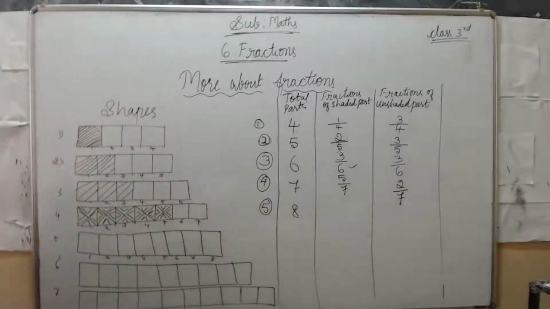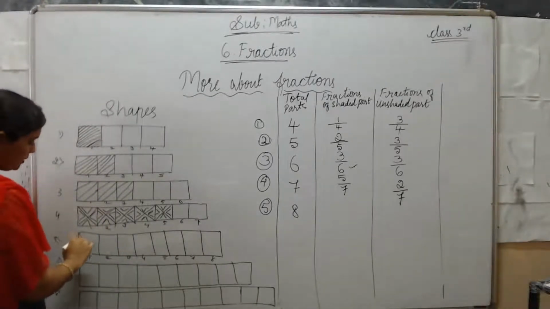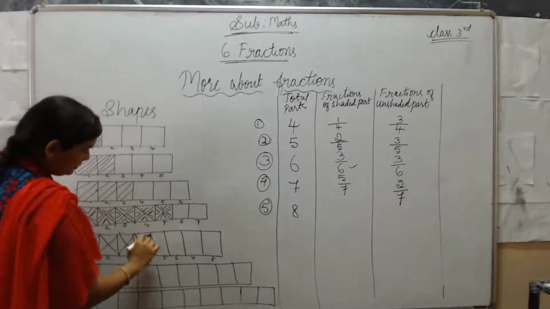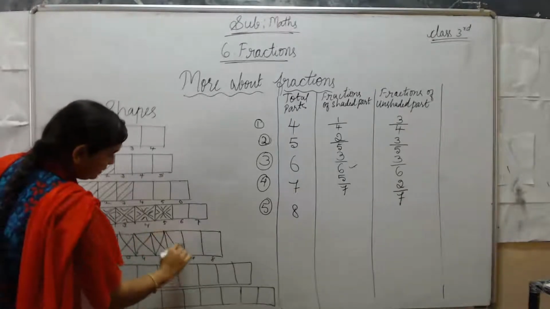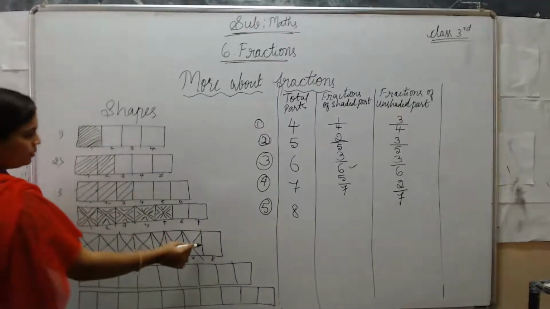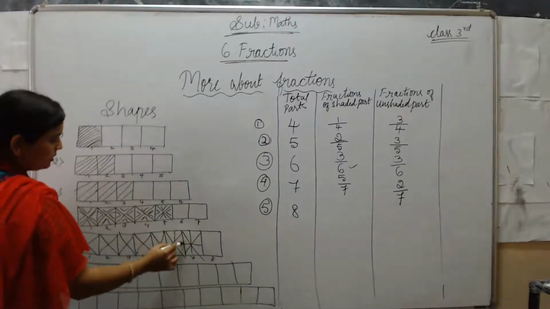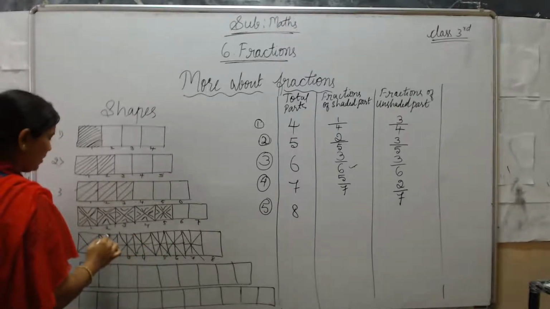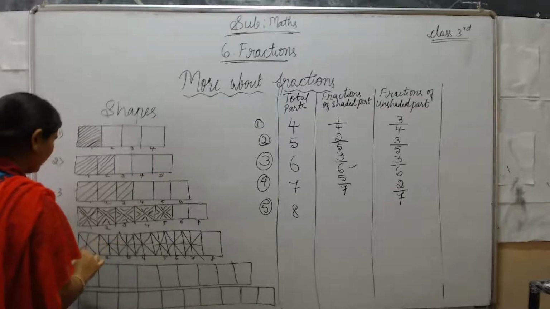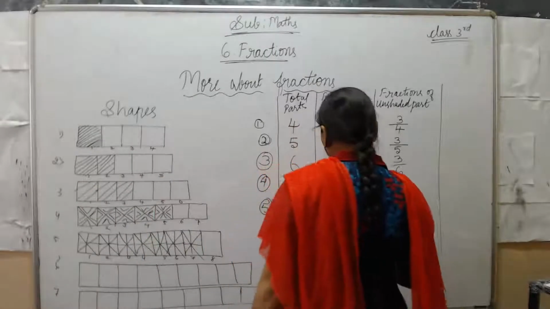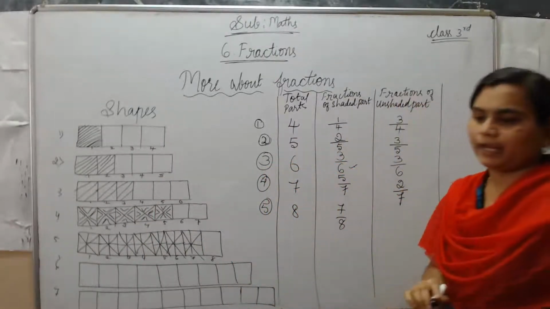In these 8 parts, I'm shading 7 parts. Means this one, this one, this one, these and these. We have shaded these 7 parts. Among 8 parts, we have shaded 7 parts. So, how are we writing the fraction? 7 by 8. Yes, 7 by 8.